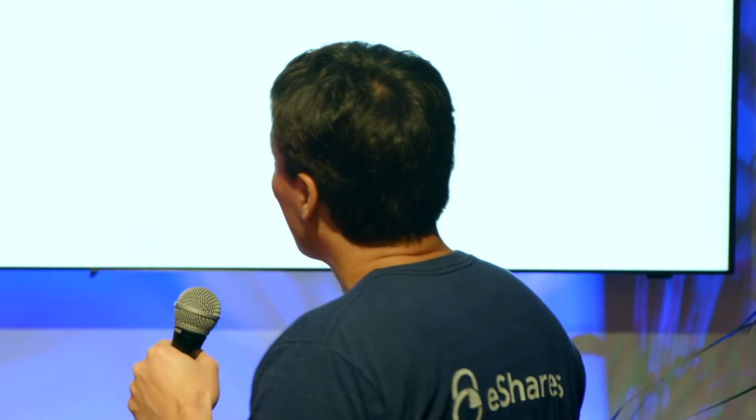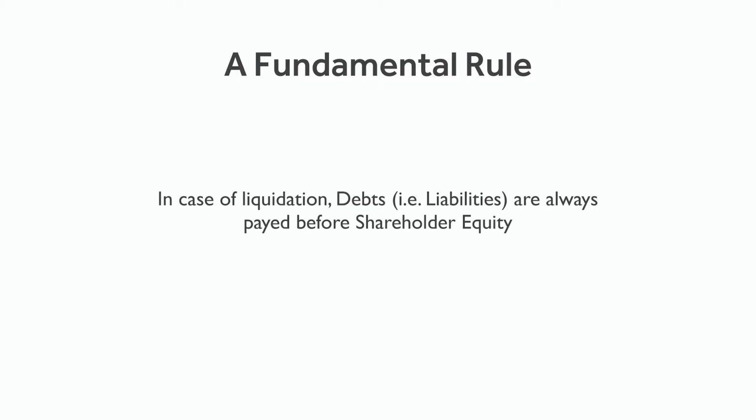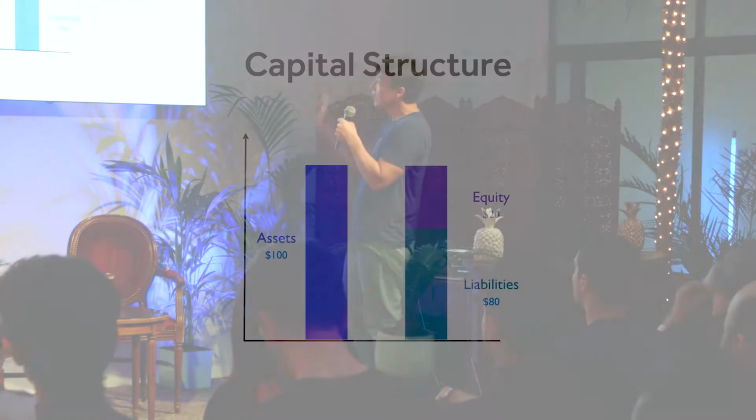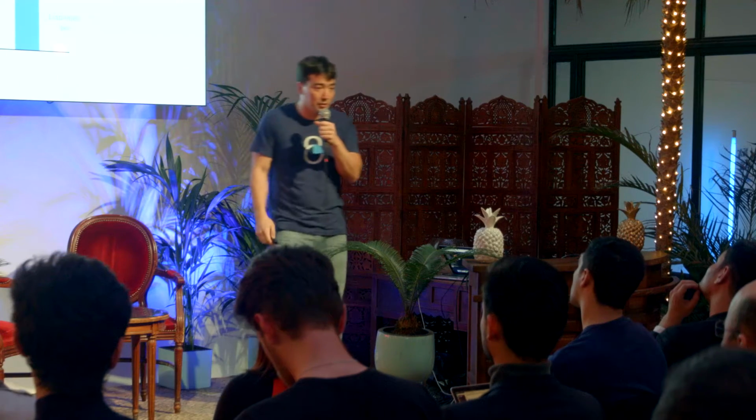That's the intuition. Okay. So if assets equals liabilities plus equity, the other fundamental rule of accounting is that in case of a liquidation, debts are always paid before shareholder equity. Debt is always paid before equity. Okay? So that's how we understand capital structures. On the left side, I have the company value, the total assets. Let's say it's $100, and then I have liabilities plus equity. Remember, assets equals liabilities plus equity. And this is a capital structure of this company.